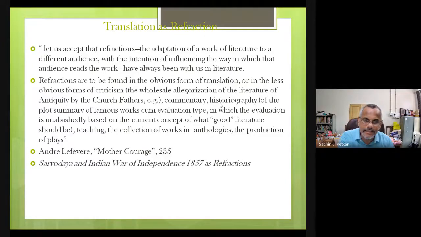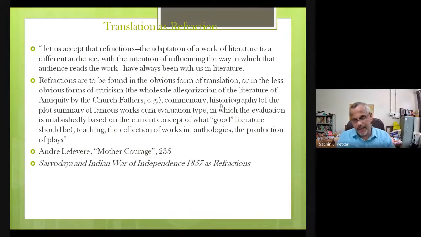So refractions are various kinds of practices and texts in which a text from one language is taken to another language. So inside this broad umbrella category of refraction, Lefebvre suggests this is how we should study translation. Translation should be seen as a part of the processes of refraction. And he goes on to say that even critical commentary, say a critical note written on Baudelaire or T.S. Eliot in Gujarati by people like Suresh Joshi, would be seen as one of the ways through which a text is refracted, made available to a different audience with a view to influencing them.